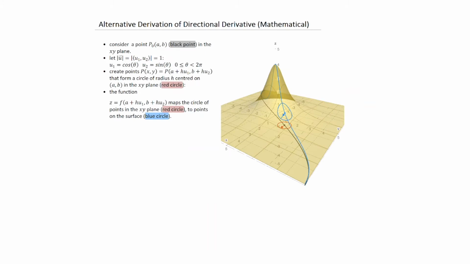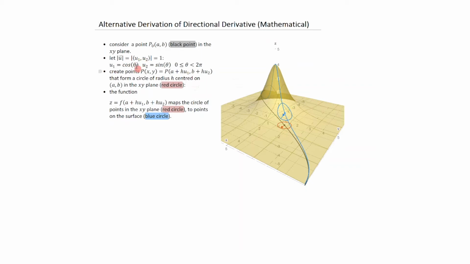All right, let's go back to our original little picture yet again, and let's look at it in the context of how we defined the function on the previous page. So we're going to consider a point, the black point in the xy plane, which is this point that you see here. And we need a unit vector, so let the magnitude of u be 1, and u consists of an x component and y component.